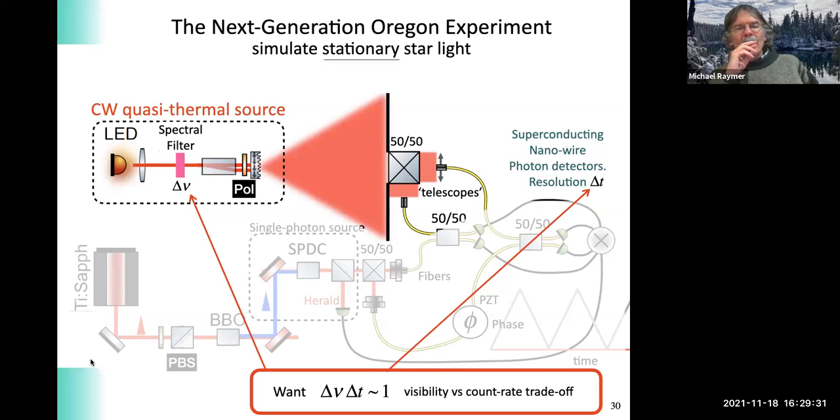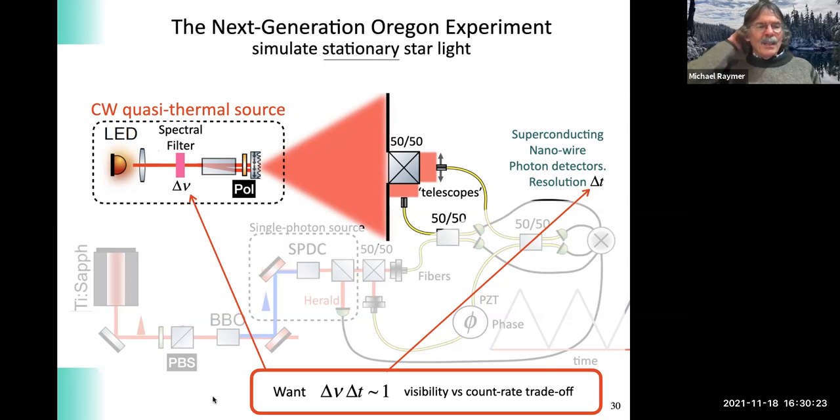Now, there are two more slides showing you what our future experiments will be. One is to replace our pulsed source, which I said was cheating, with a CW or steady state quasi-thermal source. So we'll simply use an LED and put a spectral filter with a bandwidth delta nu and put that onto our rotating diffuser. So now it's continuous, but it has been filtered down. And so now we have to have a time resolution of our detectors, which by the way are superconducting nanowire single photon detectors. They have to have a resolution delta T, which is of order the inverse of the filter. And so this restricts how broad the filter can be. So we can do this experiment. We should do that in the near future.